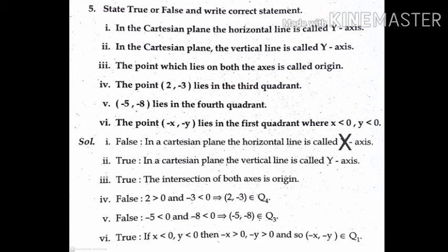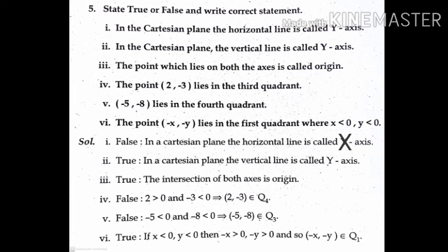Next, fifth question. State true or false and write the correct statement. First question, in the Cartesian plane, the horizontal line is called the y-axis. Solution: false, because in a Cartesian plane, the horizontal line is called the x-axis. Second question, the vertical line is called the y-axis. Answer is true. Third question, the point which lies on both axes is called origin. Answer is true. The intersection of both axes is called origin.